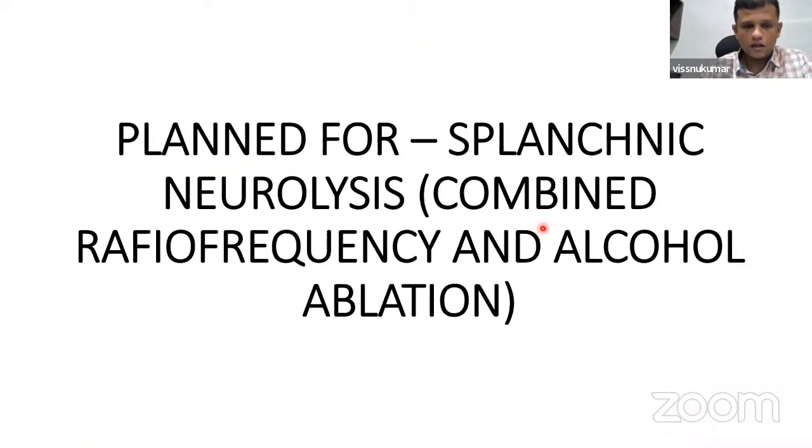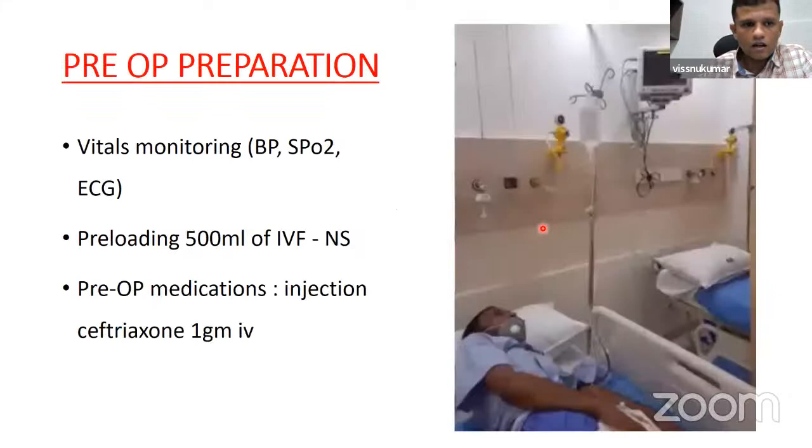Okay, now this patient has been planned for splanchnic neurolysis, combined radiofrequency and alcohol ablation. So pre-op preparation, vitals monitoring, BP, SpO2, ECG was being done. Preloading 500 ml of intravenous fluid, NS, was given. And I have given ceftriaxone 1 gram.